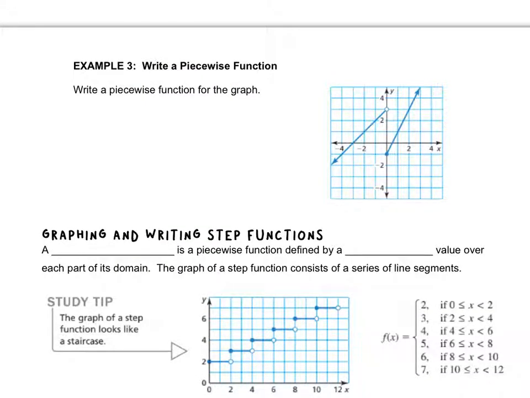Example 3 has us doing the opposite. They have the graph and we need to give them the function. So here's how I would suggest doing this. All piecewise functions start off with y equals, and then there's that big open bracket like we talked about, the set notation. And then there are two equations right here, and then we would have the if x things over here.